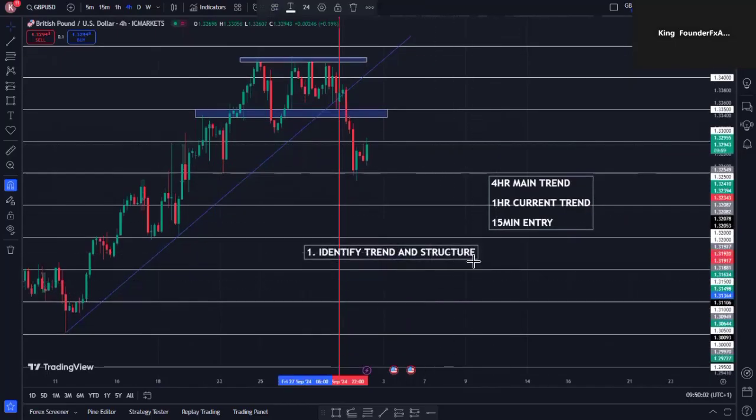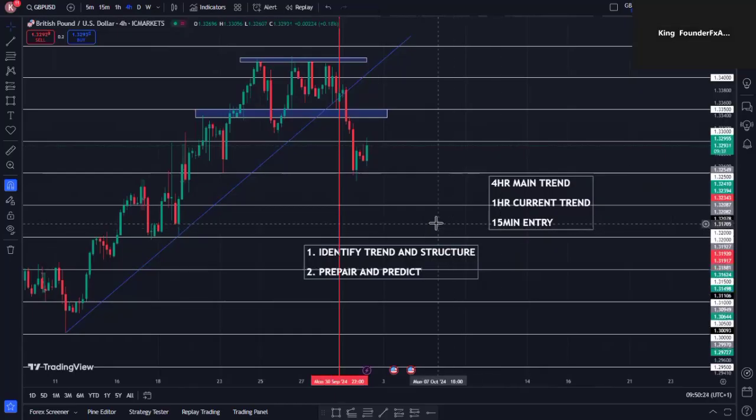Next thing on my list, which is the number two thing I do, I want to prepare. And there's this saying, if you fail to prepare, then you're preparing to fail. So I want to prepare and I want to predict. I don't want to be right. I just want to predict. And if it doesn't go in my prediction, then I'm okay to be wrong and I exit.